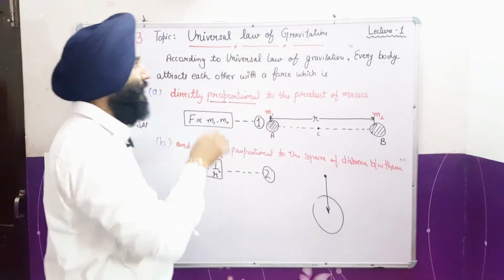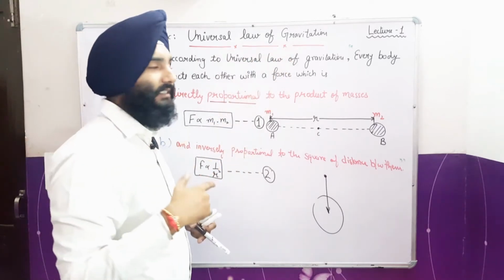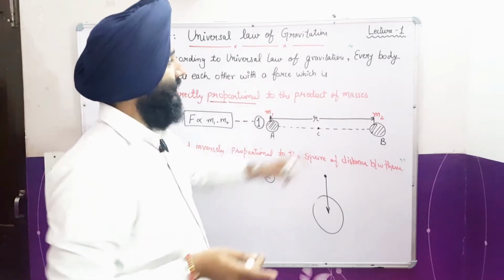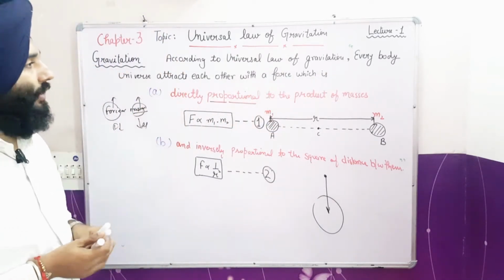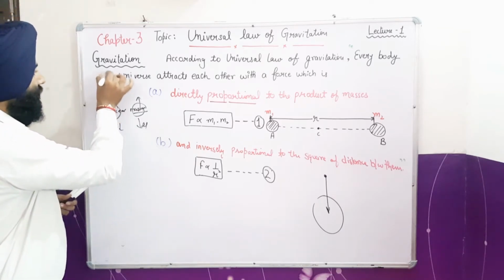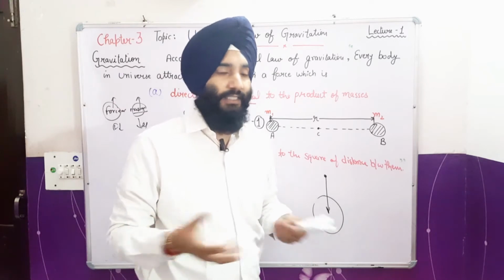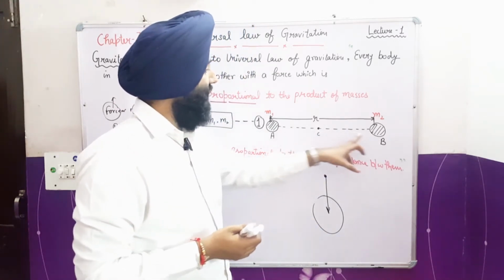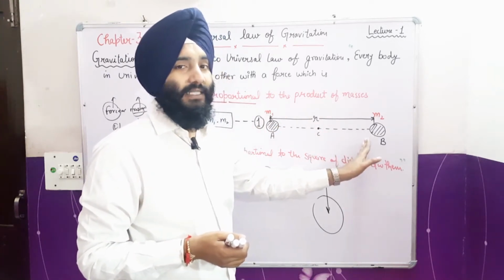According to Newton, the universal law of gravitation. And what is that law? According to the universal law of gravitation, every body in the universe attracts each other with a force. So suppose we have two mass bodies, M1 and M2, and they are separated by a distance r.